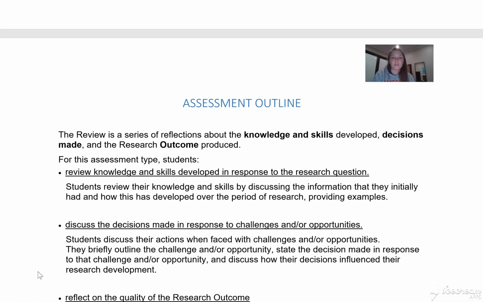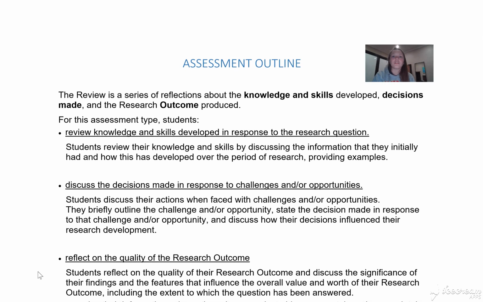This booklet is on Sector, so I'd really strongly advise you to download a copy while you're listening along to this and to use this video to help you get a sense of what this assignment's about. So you're going to be writing about 3 different sections in this assignment. The first is knowledge and skills. What did you learn? The second is decisions. What did you do? And the third is your outcome. How well did you answer your question?